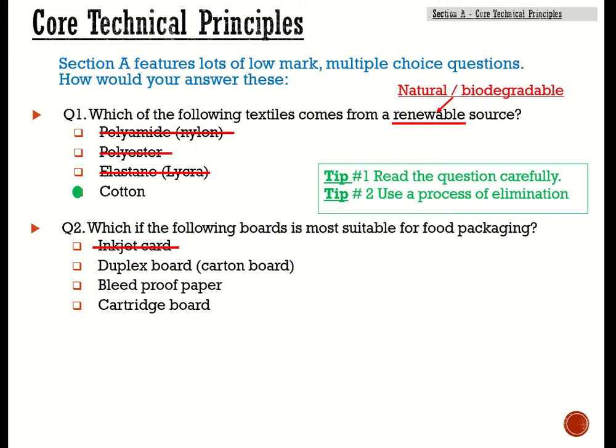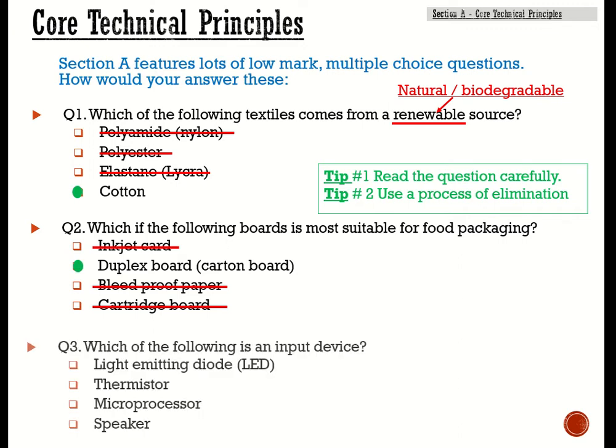kind of like bleeding. Then cartridge board, well, cartridge, that sounds a bit different, that sounds like it's an art-based material, which it is, so I'm going to rule that out. Then you've just got to go with your best guess. Now, bleed proof paper is actually it stops ink running, so the option that's remaining is actually duplex board. So again, it's using this process of elimination.